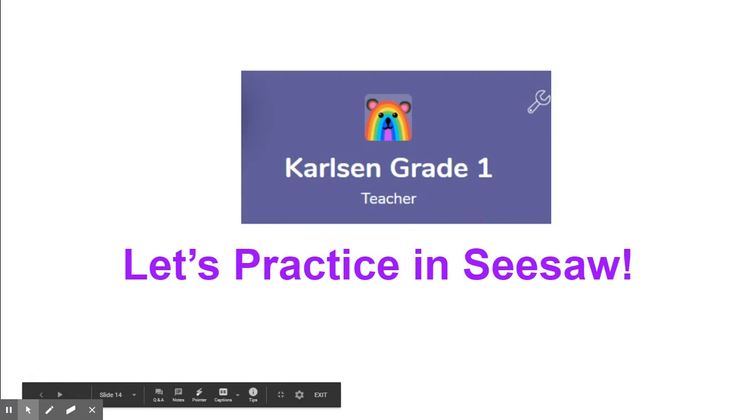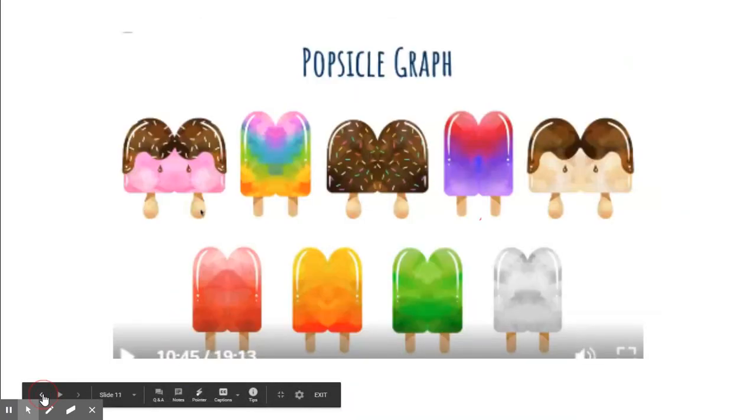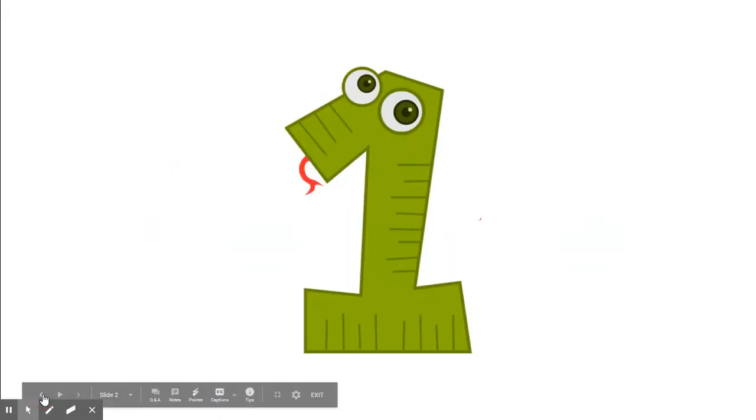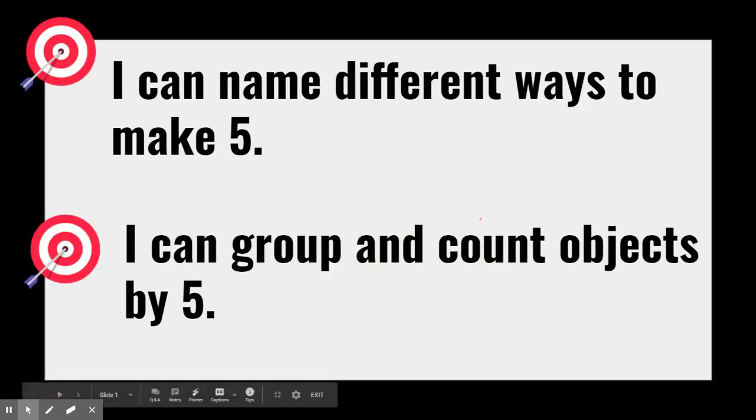So that brings us to the end of our lesson. I want to go back and look at our learning targets real quickly here. At the beginning, we had 2 learning targets. So our learning target for kindergarten was I can name different ways to make 5. And so we went ahead and did that with our fingers. Some were red, some were blue. And our first grade learning target says I can group and count objects by 5. So we're grouping those popsicles into groups of 5. And we've also been counting by 5s. When we counted the hands, we were counting by 5. And when we counted the groups of different popsicles at the beginning.